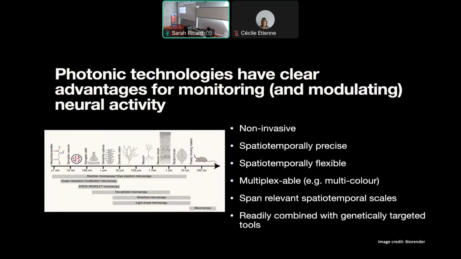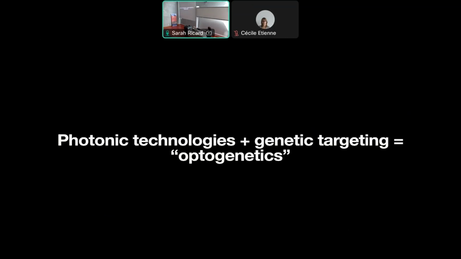So right down from these synapses, which are the connections between neurons, all the way up to recording how humans and rodents interact in the world. So we can use light at all of these scales in order to record what's happening. And one thing that became extremely important in this field is that optical tools can be readily combined with genetic targeting in order to provide a precise perturbation. So the combination of photonic technologies and genetic targeting spurred the field known as optogenetics.